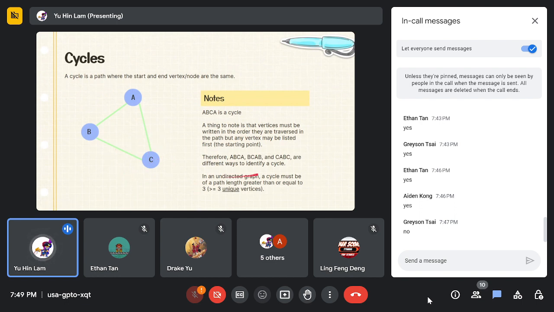Since we're working with an undirected graph, a cycle has to have greater than or equal to 3 unique vertices. So we have to go out to at least 3 knobs. So for us here, we can't just do ACA, as that would only be 2. We also need to do B, so A, B, C, since now we have 3 different knobs. So then that will count as a cycle. Are there any questions about cycles?